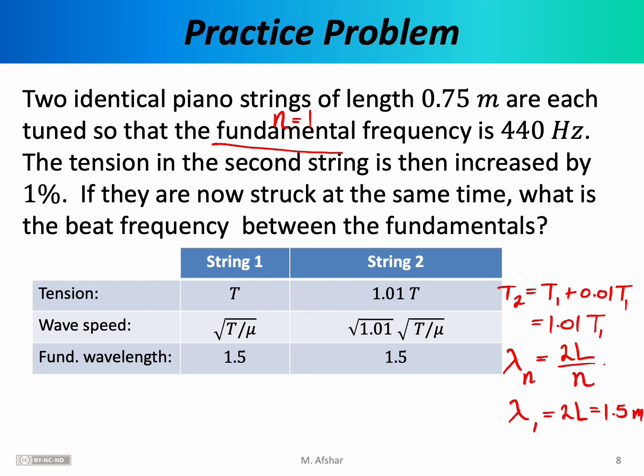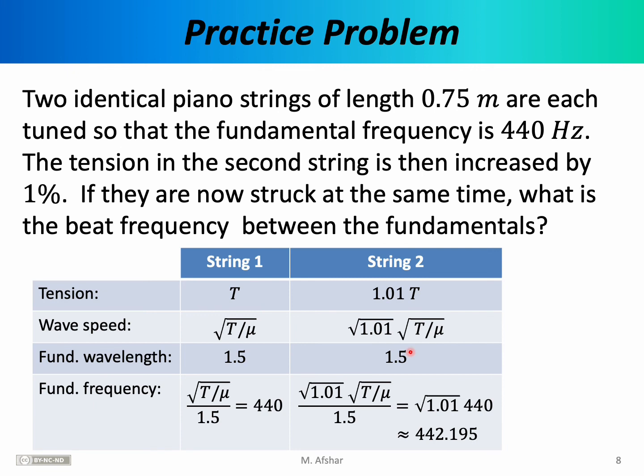So the fundamental wavelength for string 1 is 1.5 meters, and the fundamental wavelength for string 2 is also 1.5 meters. Notice that the wavelength does not care what the speed or the tension is. The allowed wavelengths only depend on the length of the string. Since the length of the string is presumably not changing, the fundamental wavelengths remain the same. The situation is different for frequency. Frequency very much cares about the wavelengths.